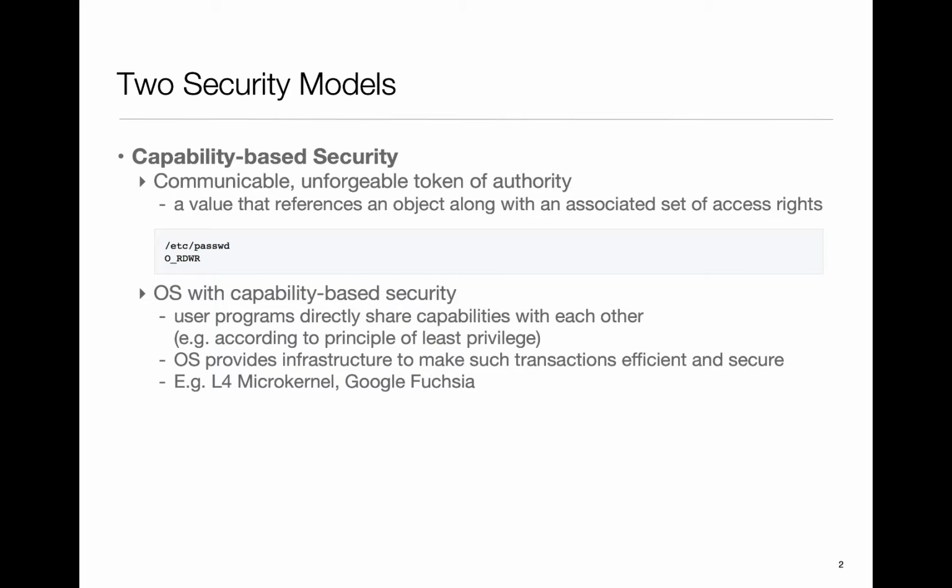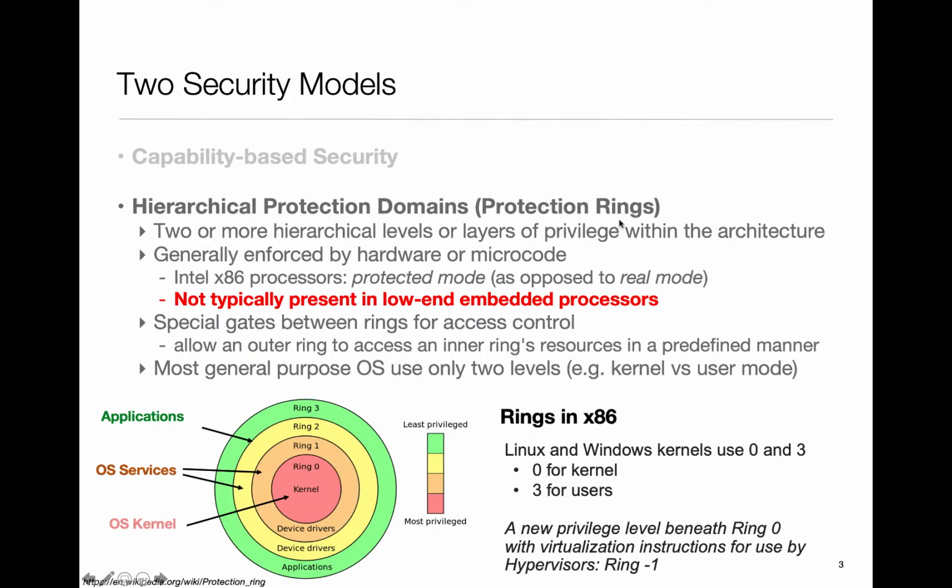And you could also think of Android or smartphone permission systems. And the operating systems provide this infrastructure to make these transactions efficient and secure. Some recent examples of these operating systems are the L4 microkernels and the Google Fuchsia, which we won't get into in this lecture.